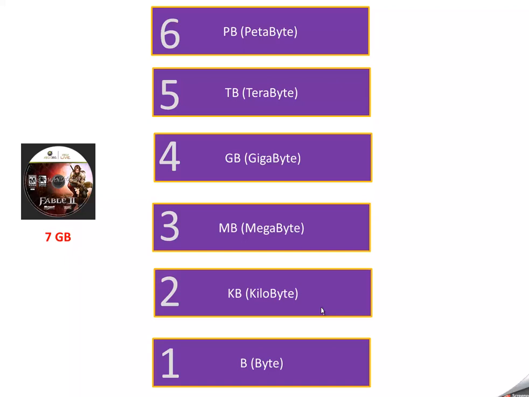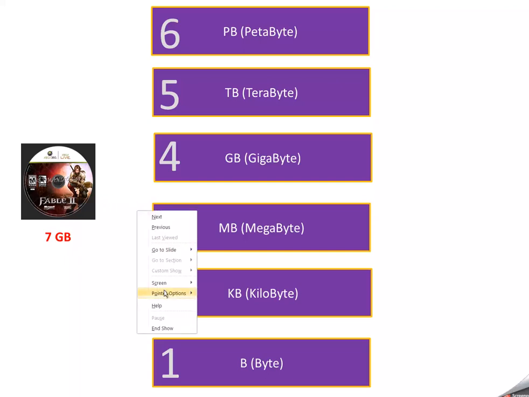Okay, so we've got one of my favourite computer games here, Fable 2. Great game, love it. It actually has about 7 gigabytes of gameplay on it. The data on it is about 7 gigabytes. What I want you to do is turn it into megabytes. So how do we turn 7 gigabytes into megabytes?